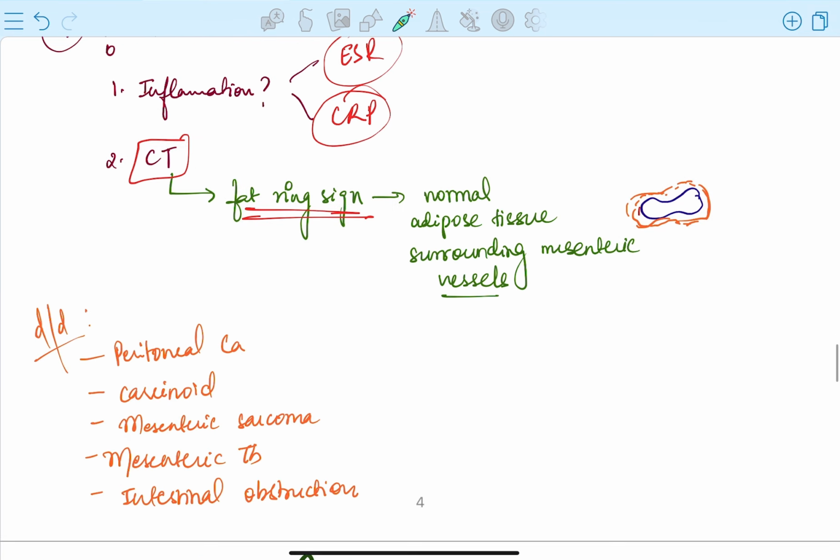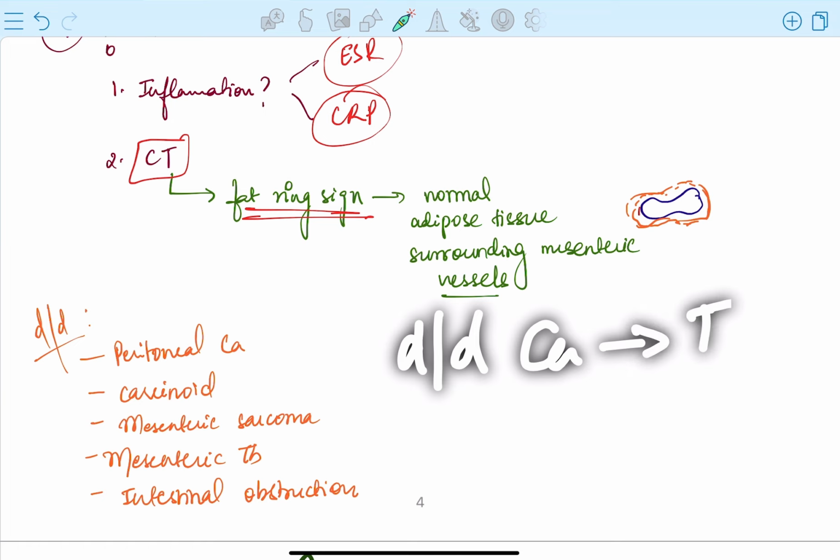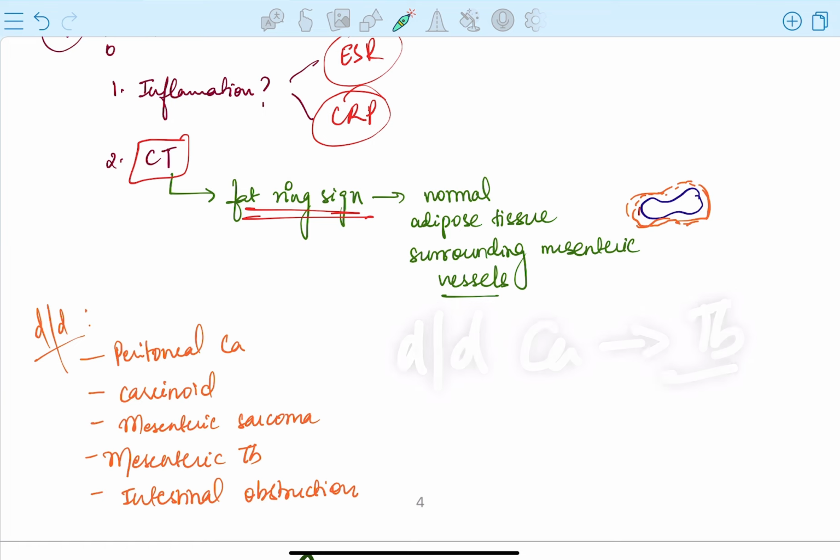And what are the differential diagnoses? It can be a carcinoma, peritoneal carcinomatosis, or carcinoid syndrome, or mesenteric sarcoma, mesenteric TB. Obviously, the DD for cancer is tuberculosis, right? So it can be mesenteric TB or intestinal obstruction. These are the things you should know about mesenteric panniculitis.